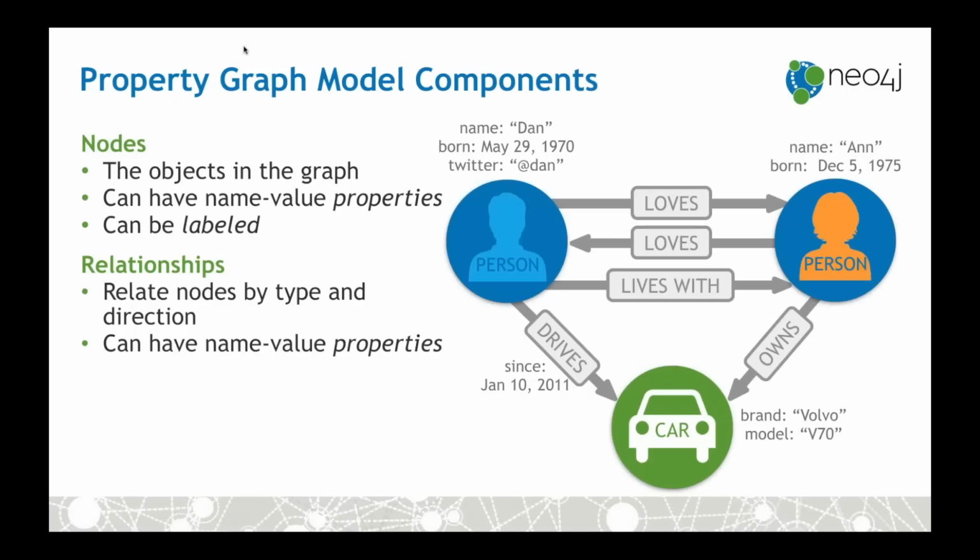Let's look at the property graph in a bit more detail. The nodes, these are the objects in our graph. We can have name value properties on these nodes. So we have a person node, that's the label for the node, with the name value pairs: name Dan, the date that he was born, his Twitter handle. Similarly, we have relationships that connect these nodes that can also have name value pairs and also have a type. So we have a relationship between Dan and the car that he drives, with the date that he's driven it. So this is our property graph model.